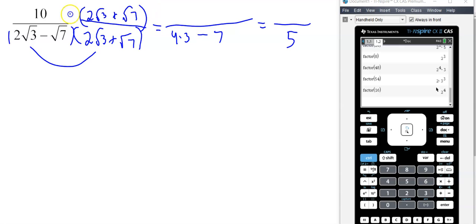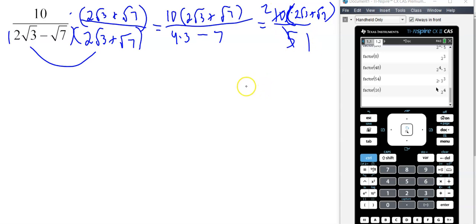And I'm not going to multiply that out. And the reason is because I think I can cancel here. I kind of see what's coming. Times 2 root 3 plus square root of 7. 10 cancels, you get a 2. So you end up with 2 times 2 root 3 plus square root of 7. You could distribute that if you want. That would be fine as well.